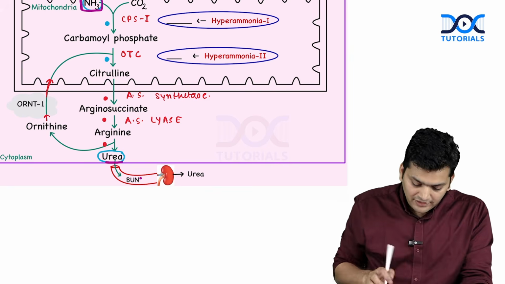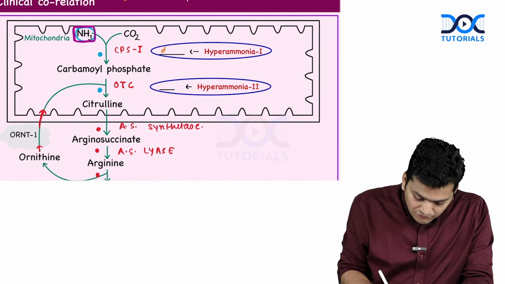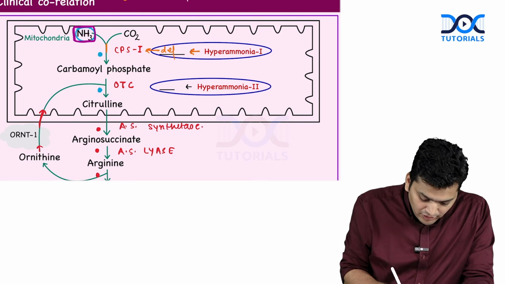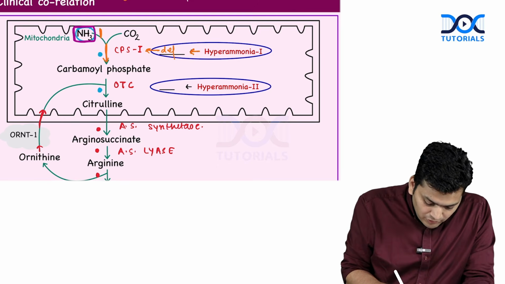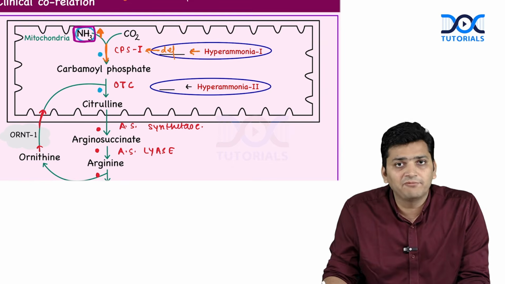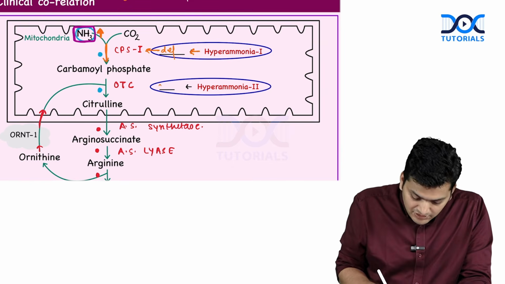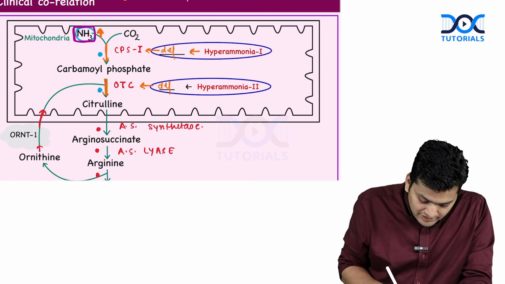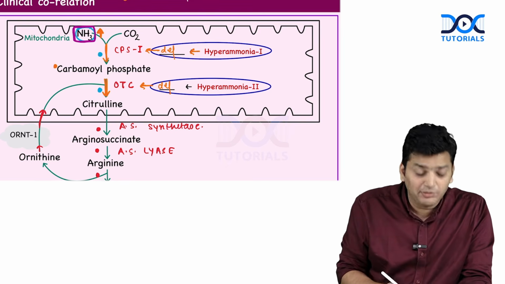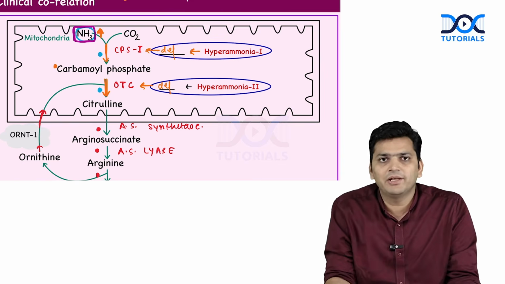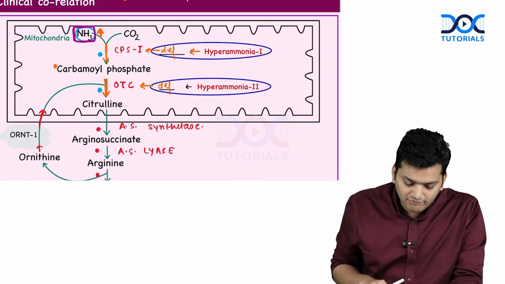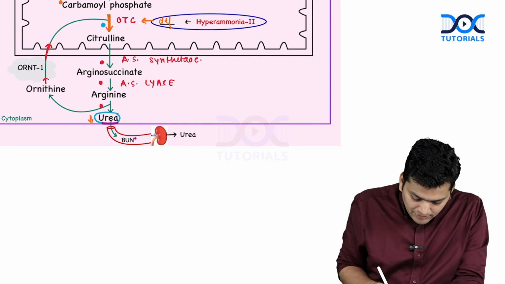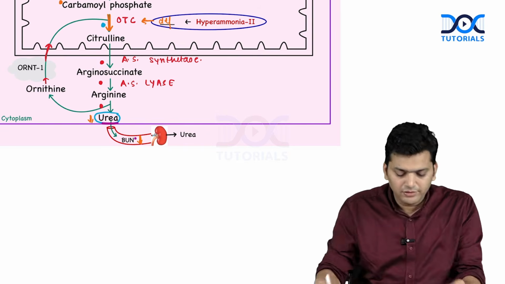So if there is deficiency of CPS1, then this reaction will not occur and ultimately the ammonia will increase. That is called hyperammonemia type 1. If there is deficiency of ornithine transcarbamylase, this reaction will not occur and ultimately carbamoyl phosphate will accumulate, and ultimately ammonia will accumulate. That is hyperammonemia. And whenever any problem is there, the urea will not be synthesized, the urea will decrease, meaning the blood urea nitrogen will decrease.